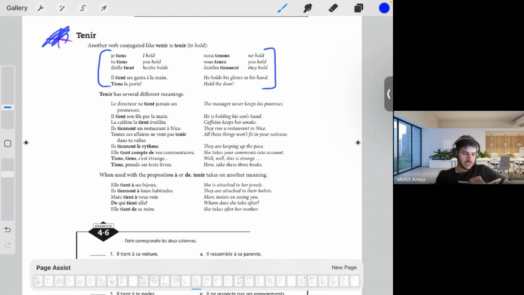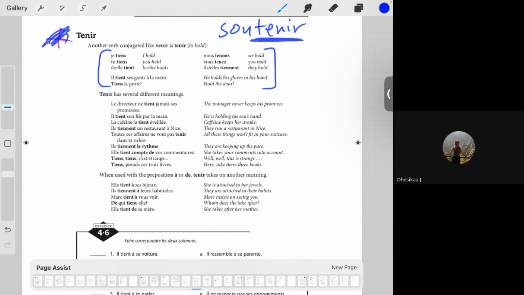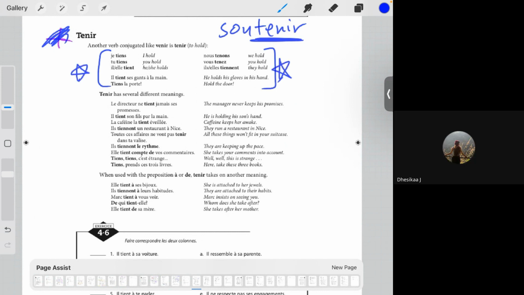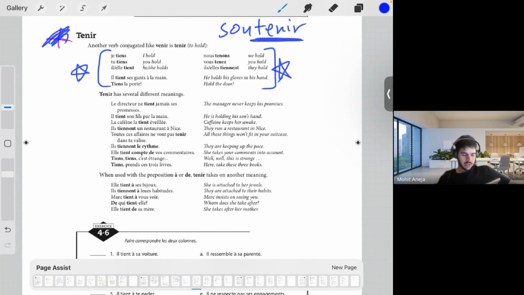For example, soutenir is something that we use. In order to conjugate soutenir, you need to know how to conjugate tenir in French. Okay, can you read this out for me? Je tiens, tu tiens, il tient, elle tient, nous tenons, vous tenez, ils tiennent, elles tiennent. Very nice.